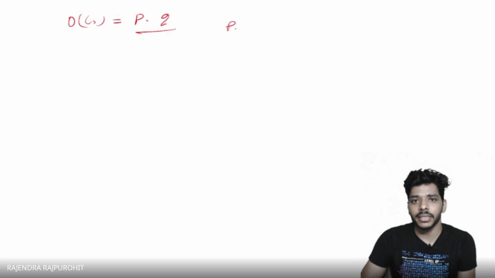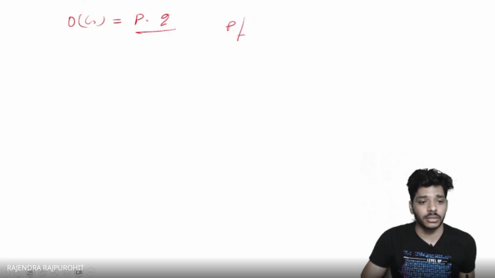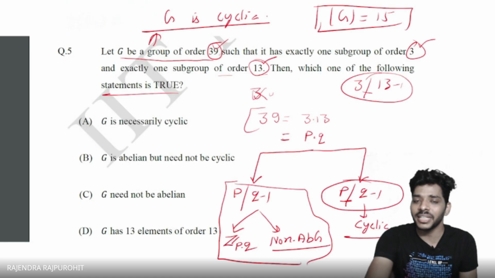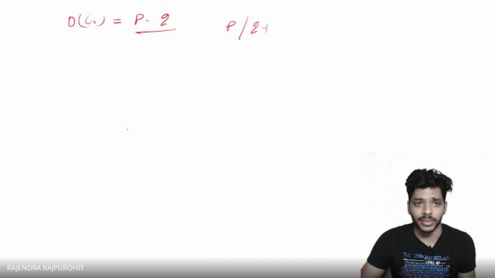I'll give you one more property. These are very popular numbers. You should have a list like this. Order of group is P dot Q. Okay, and P divides Q minus 1. Okay, because if P does not divide Q minus 1, then it is cyclic. You don't have to do anything. It's done. P divides Q minus 1.